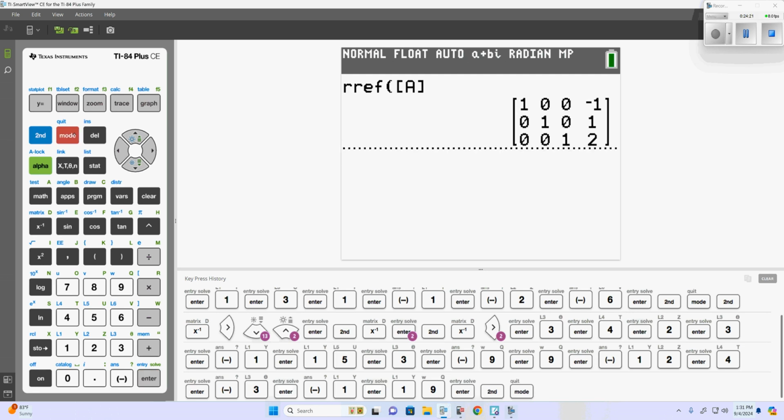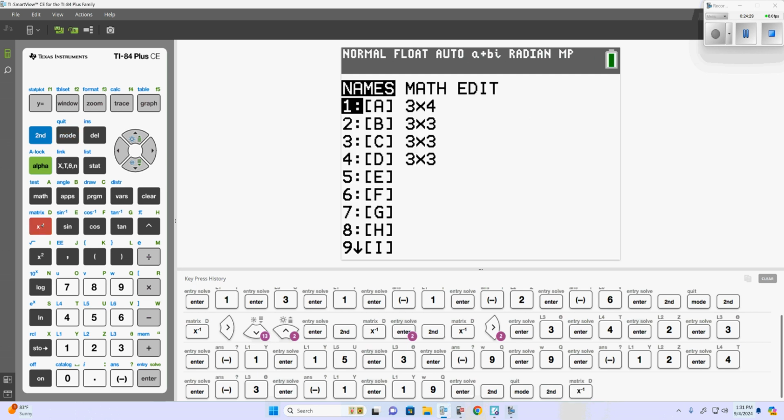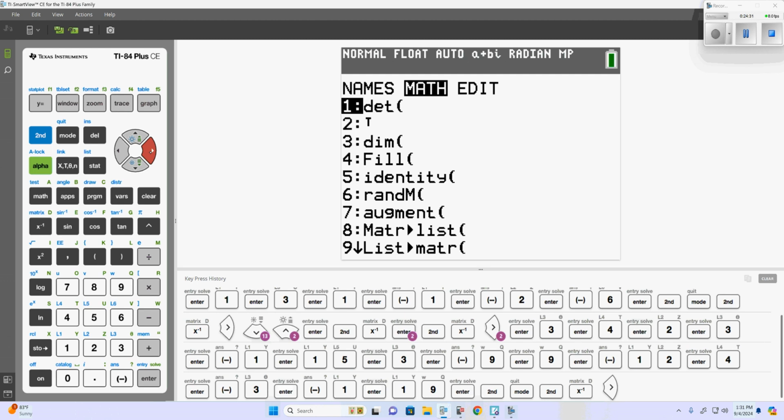Second mode, second quit. From here, we're going to go second matrix, this time over to math. Questions? It is right. So it is the numbers in front of it. So the last column. So 4, -3, -1, 19.